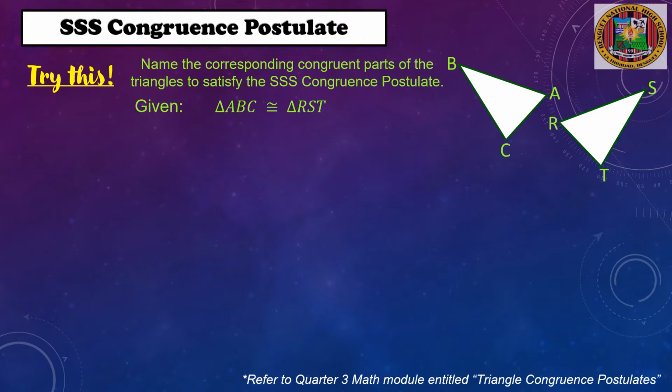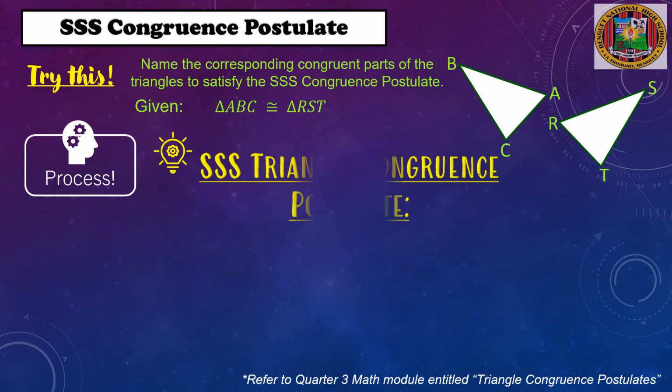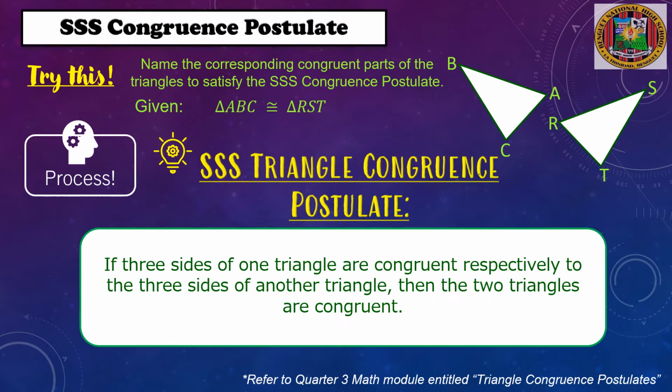Let us process what we know. The SSS triangle congruence postulate can be used to show that two triangles are congruent to each other. It is satisfied when three sides of one triangle are shown to be congruent to the corresponding three sides of another triangle. Once the postulate is satisfied, we can say that the two given triangles are congruent.